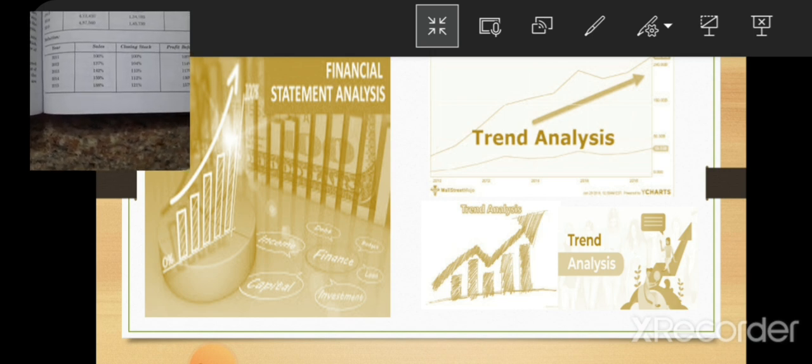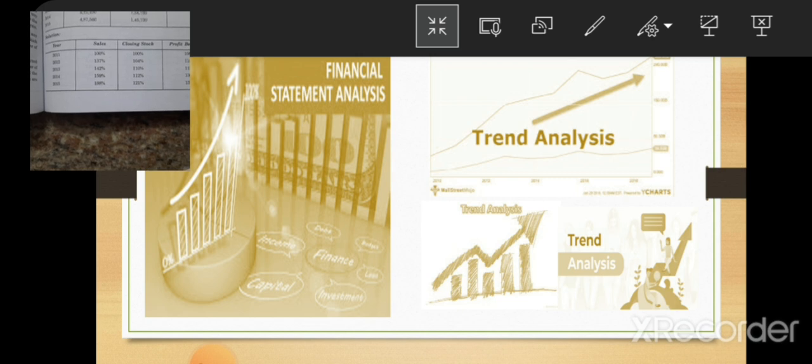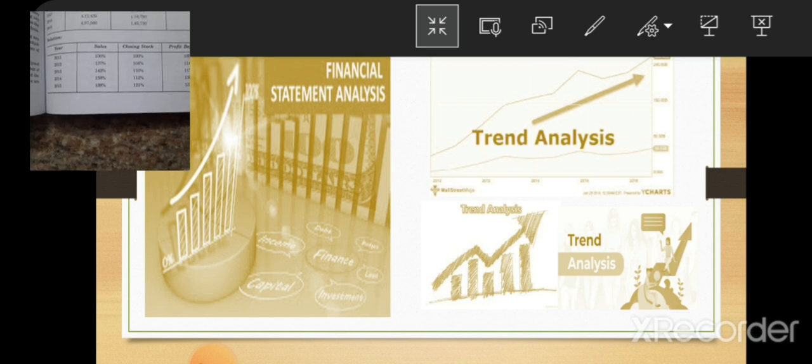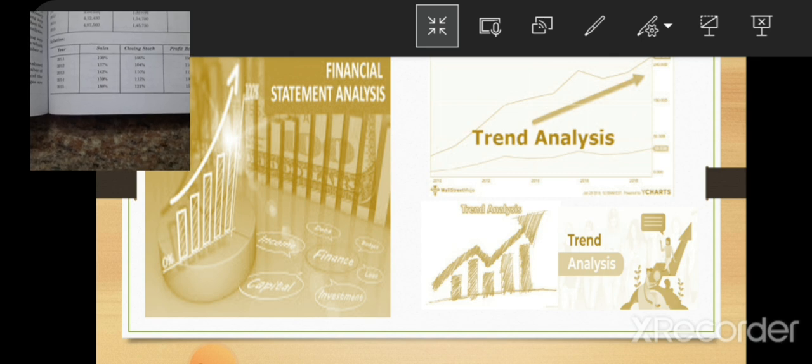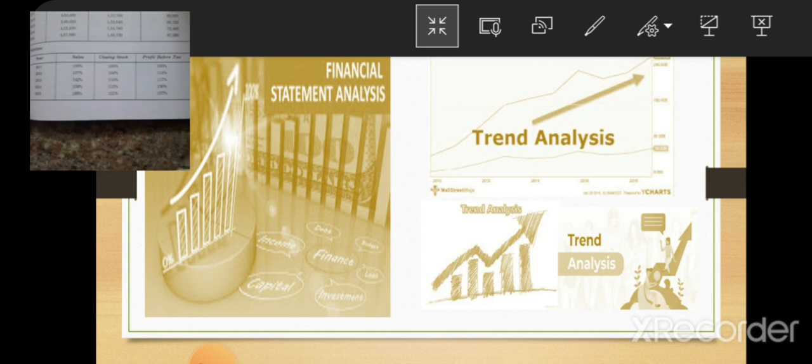And during the year 2015, 4,88,560 divided by 2,58,680 into 100 gives you 188%. So when we look at from 2011 to 2015, there is an increase in sales. Year by year, the sales has been increasing.